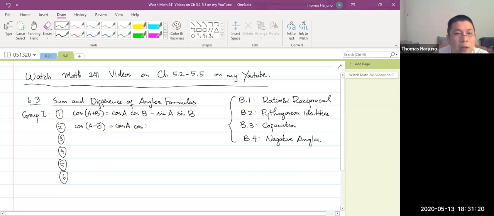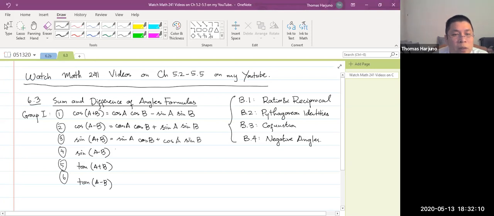Cosine A minus B equals cosine A cosine B plus sine A sine B. If possible, memorize it in this order, because I prove it in this order: cos cos, sine sine, tangent tangent, A plus B, A minus B. This is sine A plus B: sine A cosine B plus cosine A sine B. And sine A minus B: sine A cosine B minus cosine A sine B.